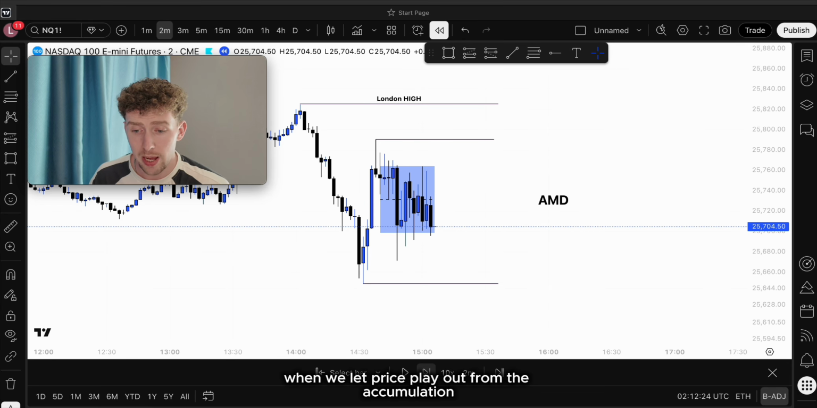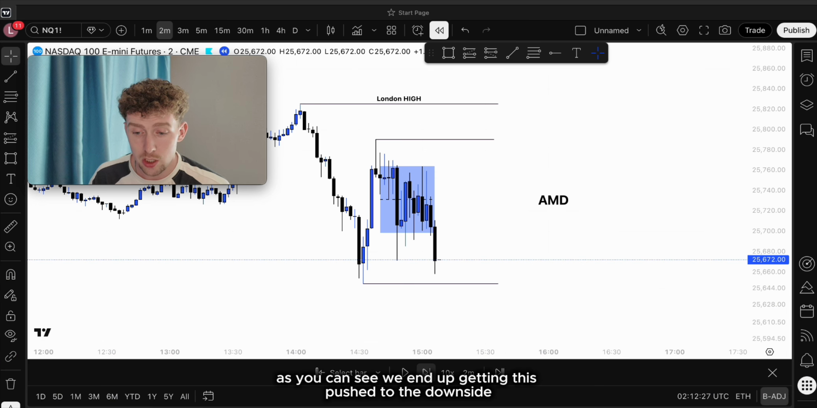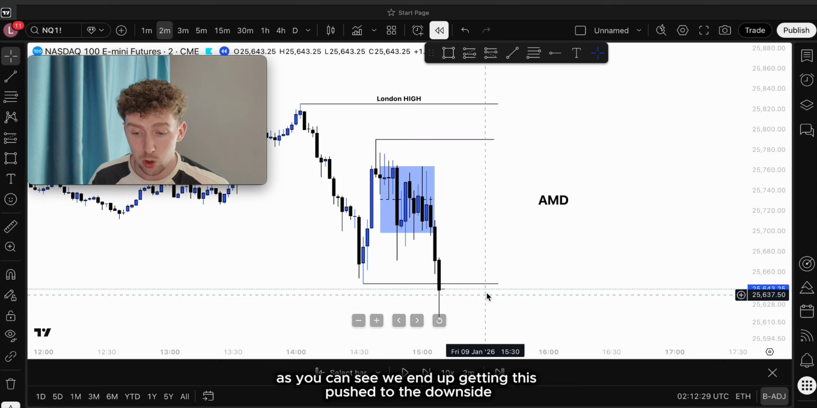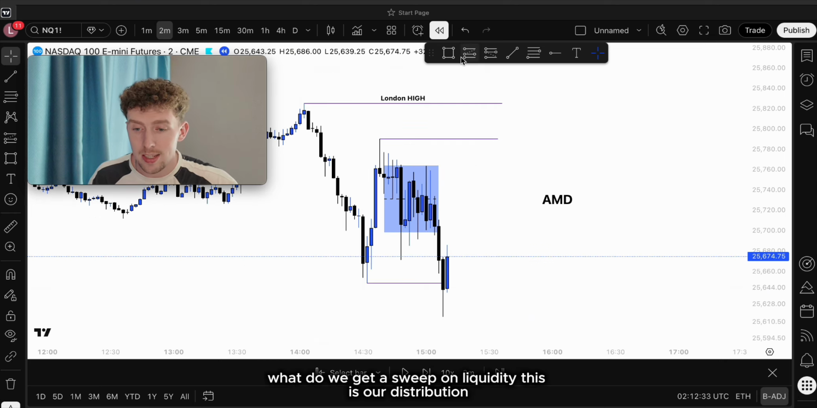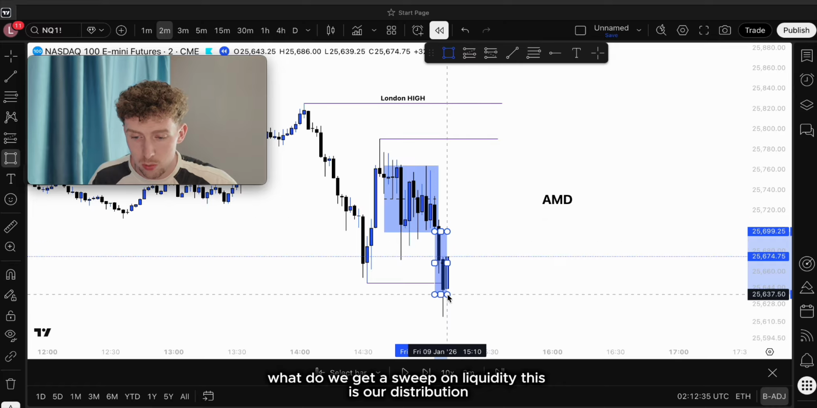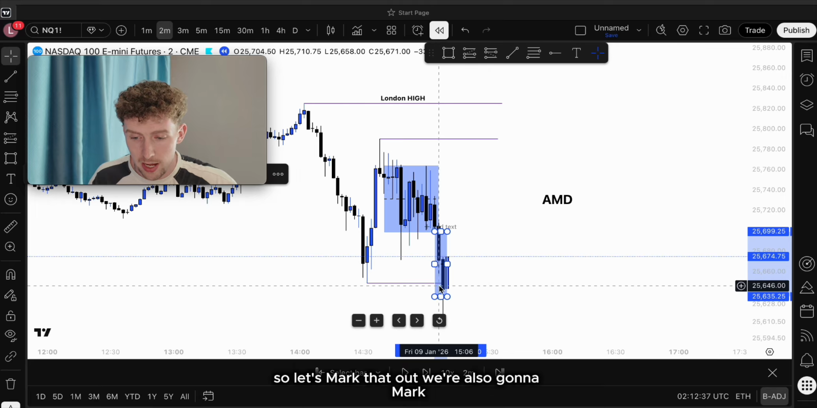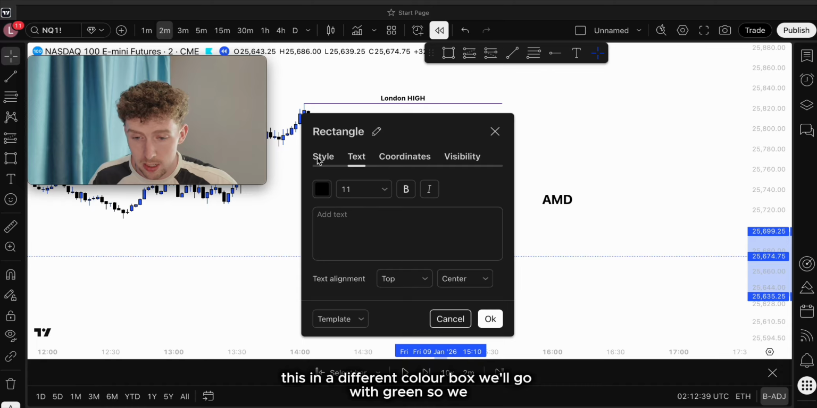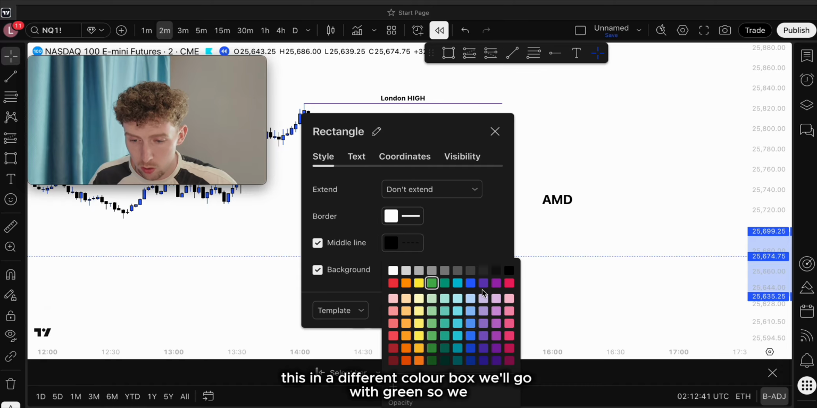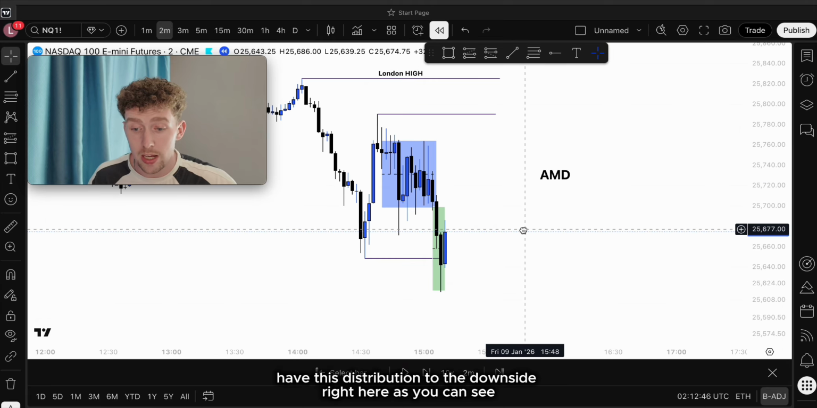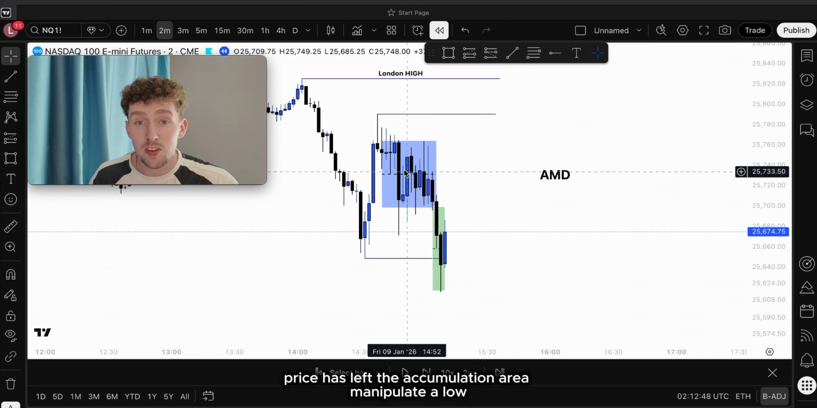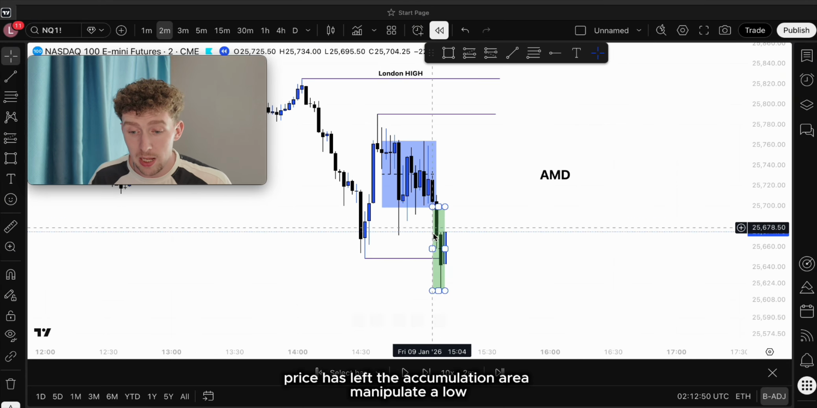When we let price play out from the accumulation, as you can see, we end up getting this push to the downside. What do we get? A sweep on liquidity. This is our distribution. So let's mark that out. We're also going to mark this in a different color box. We'll go with green. So we have this distribution to the downside right here. As you can see, price has left the accumulation area, manipulated lower.